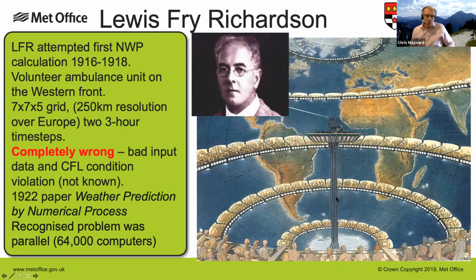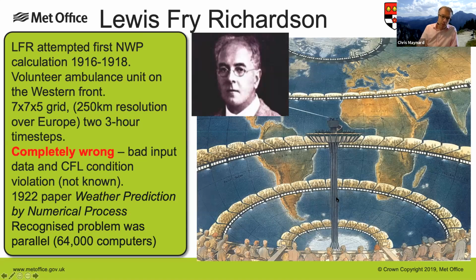And he tried to do what we would think of now as a very simple calculation, over Europe for a 7x7 grid with 5 levels, so a pretty coarse resolution, about 250 kilometer resolution. And he took 2 time steps, each of 3 hours. And that took him 2 years to do by hand. And he got the answer completely wrong, for 2 reasons.